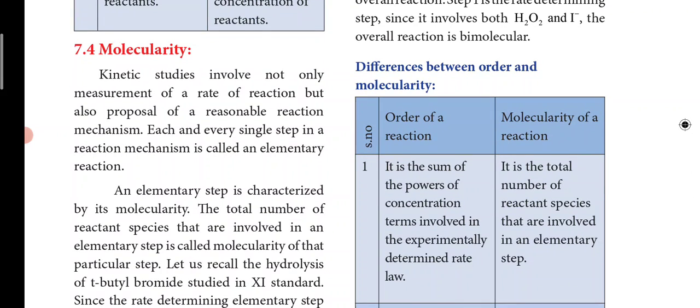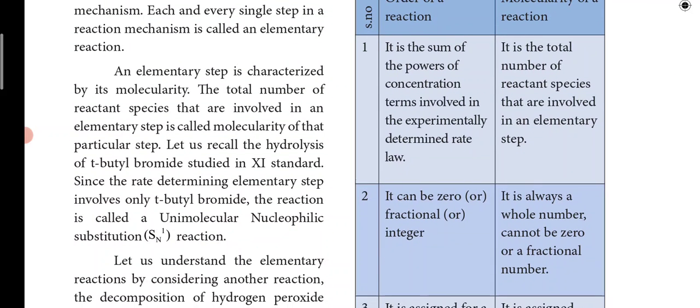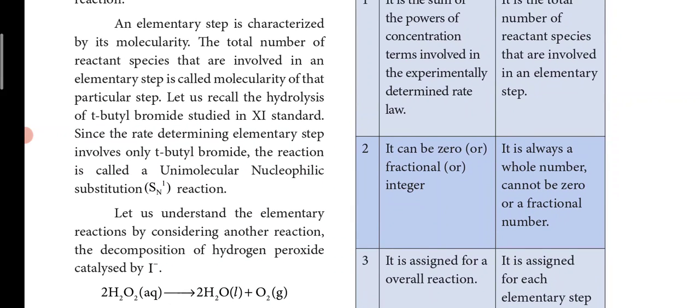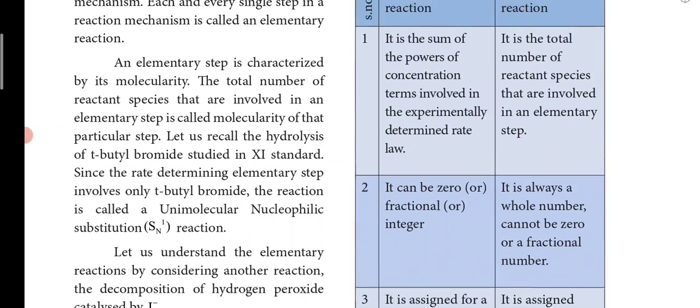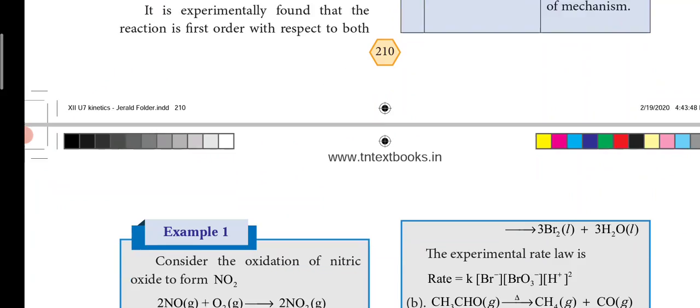So what is the difference between order and molecularity? Order of reaction is the sum of the powers of concentration terms involved in the experimentally determined rate law. Molecularity of a reaction is the total number of reactant species involved in an elementary step. Order of reaction can be 0, fractional or integer, whereas molecularity is always a whole number, it cannot be 0 or a fractional number. Order is assigned for the overall reaction. Molecularity is assigned for an elementary step of the mechanism.